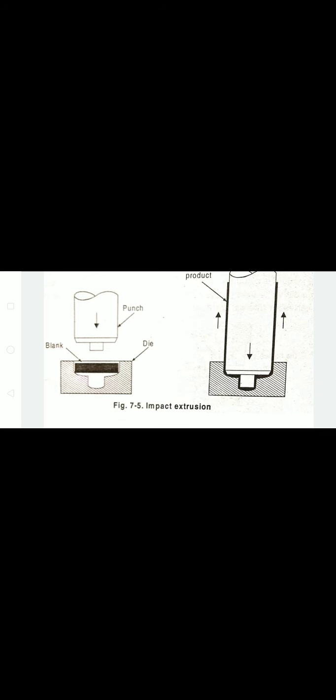Initially the metal is placed in a die cavity. The die does not have an opening, and the punch is brought to the top position of the die. Then as the punch advances, it squeezes the metal, but there is a gap between the punch and the die.